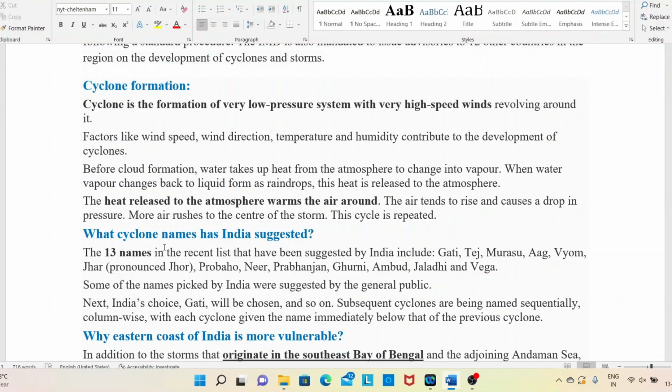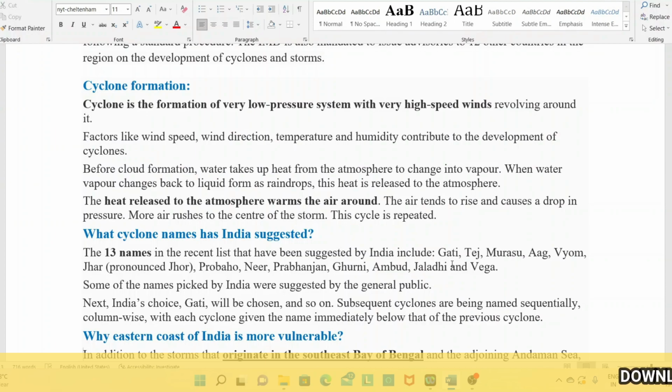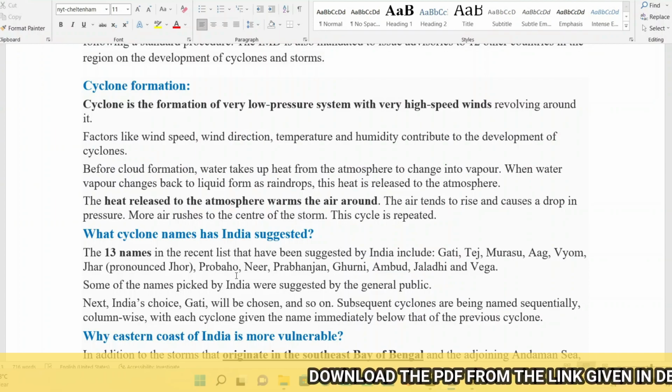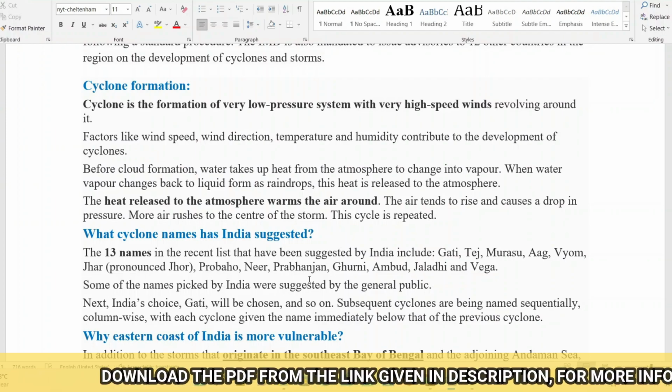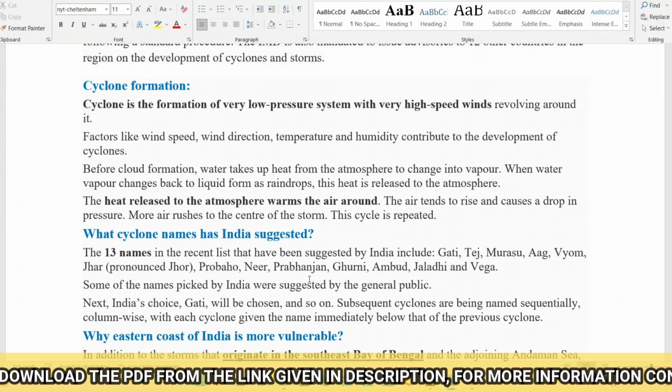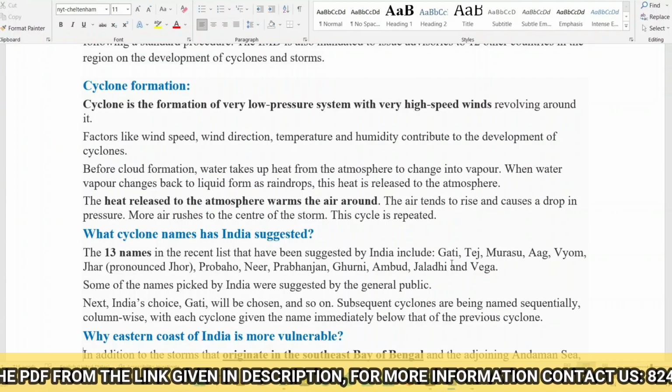The 13 names in the recent list suggested by India, let's see what they are. The first one is Gati, Tej, Murasu, Ag, Vayom, Jagra, Pranob, Neer, Prabhanjan, Gurini, Amudab, Jaladi and Vega.